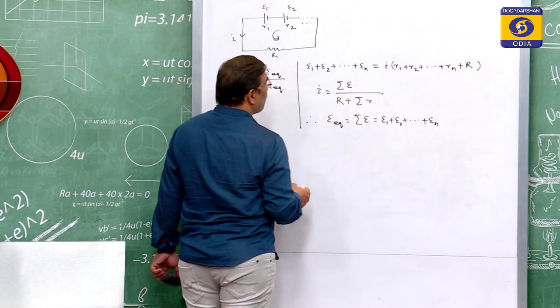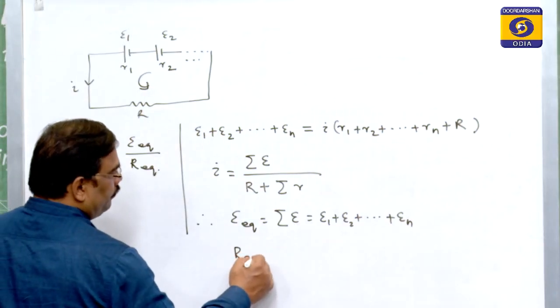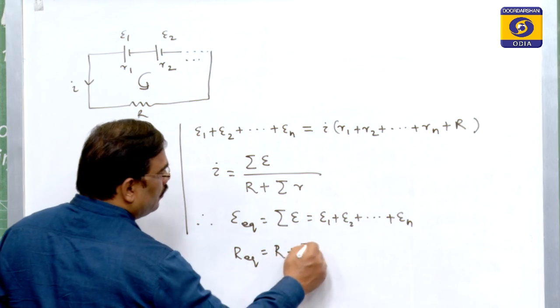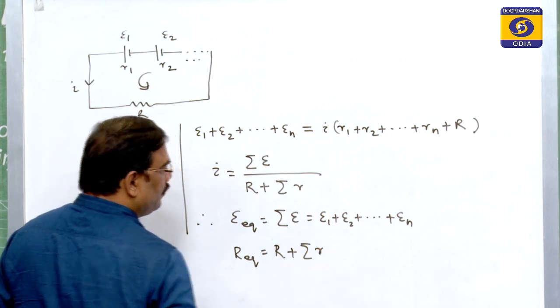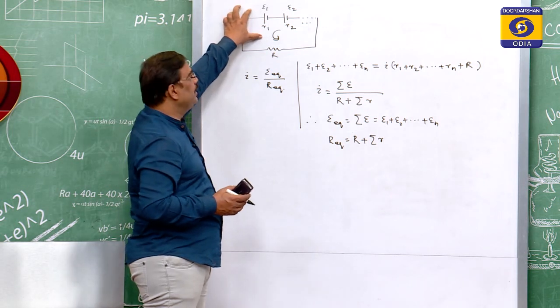And similarly, R equivalent equals R plus summation R. So, this is the case in case of series grouping.